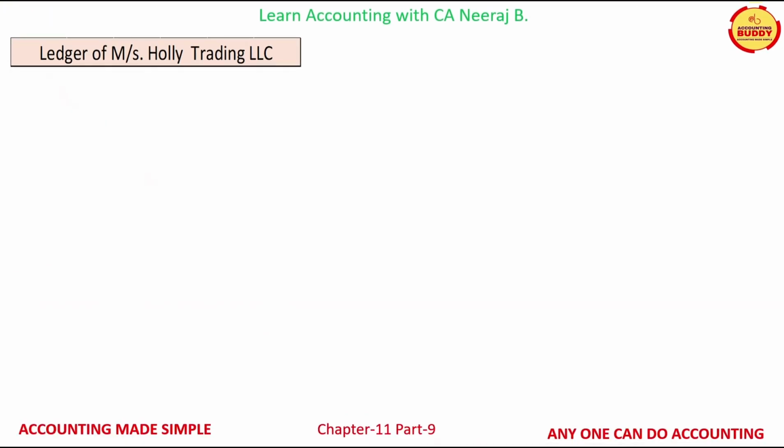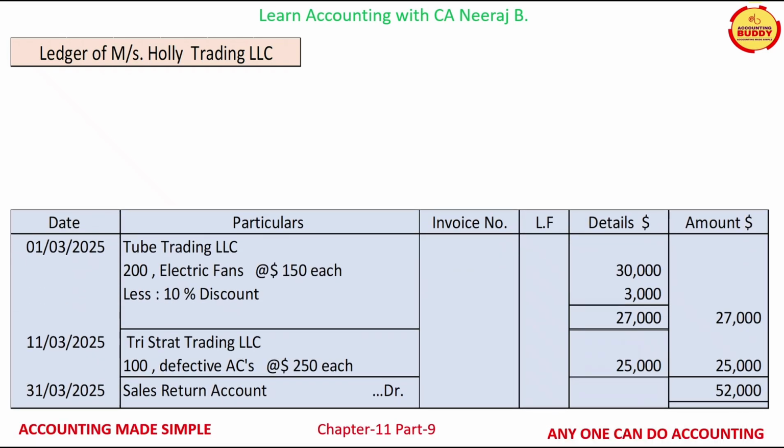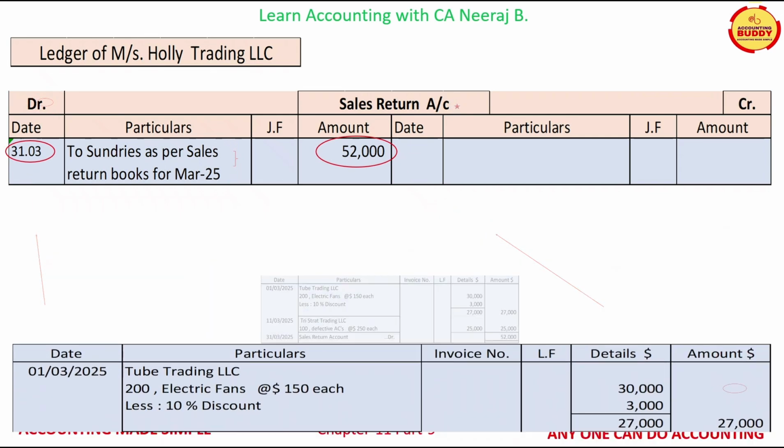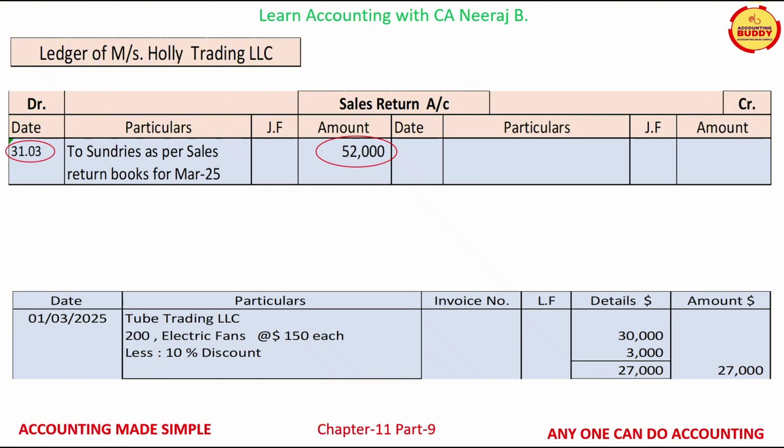The sales return book of Holy Trading LLC for March 25 is displayed on your screens. Entry in the sales return account will be posted on 31st March 25 on the debit side of the sales return account for $52,000 by writing the words "two sundries as per sales return book for March 25" under the particulars column. Sales return book abstract of the sales return transactions of Tube Trading LLC is displayed on your screens.